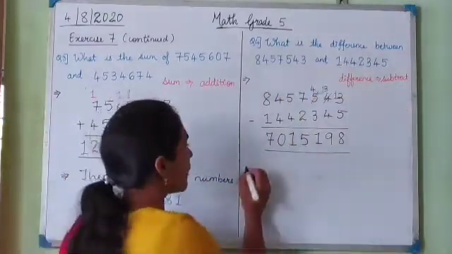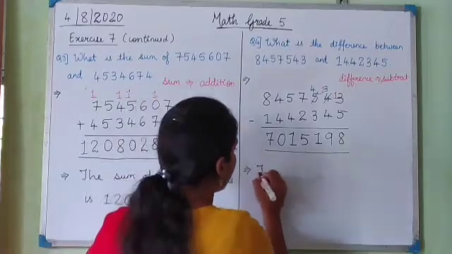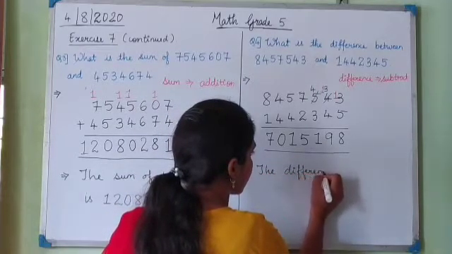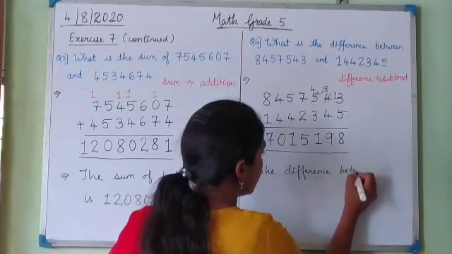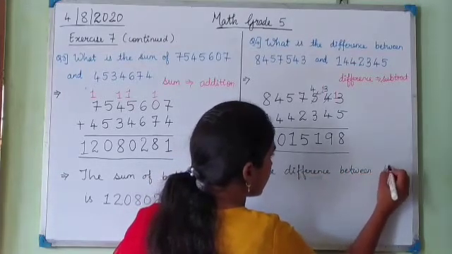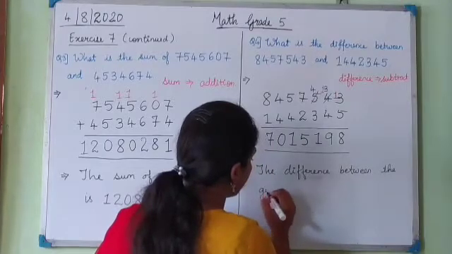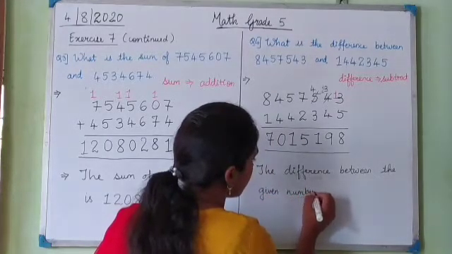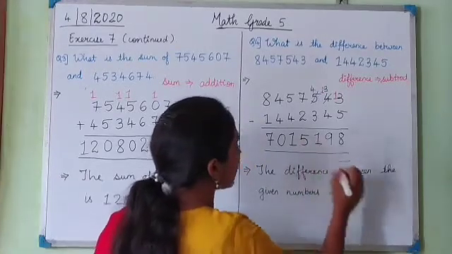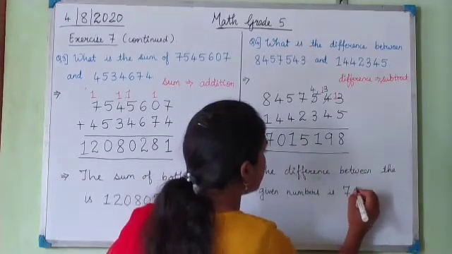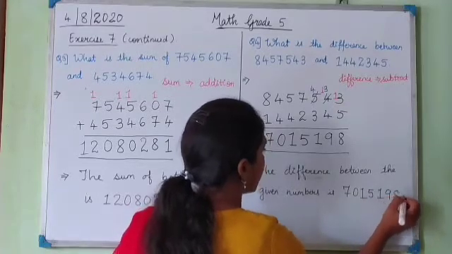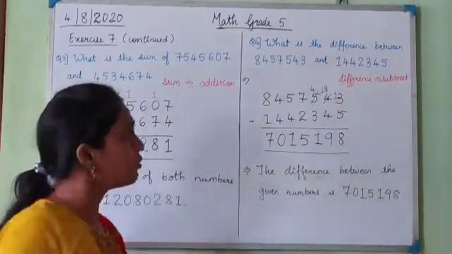So this answer also we have to write in words. So we write the difference between the given numbers is, we have to write the answer for that. 7015198. Okay, so this is the difference of the given two numbers.